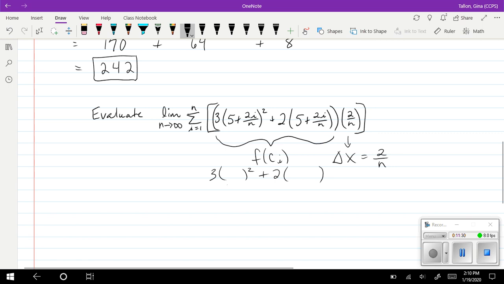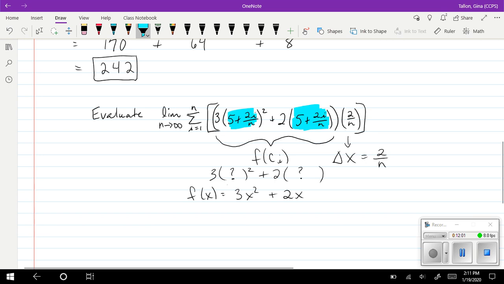Doesn't it look like we had an oogie boogie that I put into those parentheses if that were my given information? So the function itself, f of x, would be 3x squared plus 2x. You have to be able to notice that from this information up in the beginning here. This right here, this 5 plus 2i over n, you can see it's repeating itself, so that is definitely what got substituted into the original function, and that is going to be my c sub i.